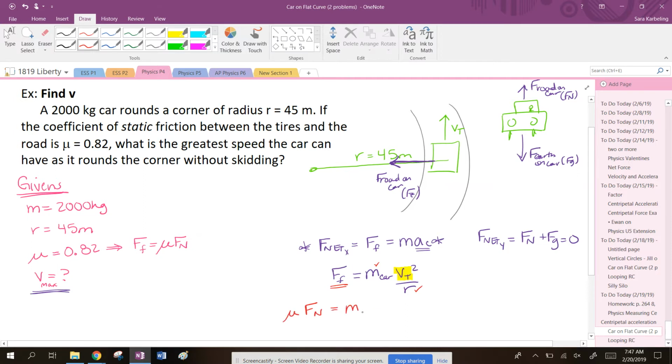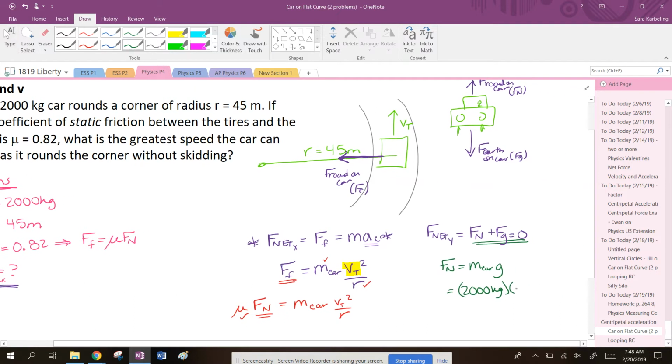So I'm just going to write this back out: mass of the car times Vt squared over R. I know mu. I was given that as 0.82. And I can figure out that normal force. The way that I figure out that normal force is because I know that the force of gravity and the normal force have to be equal in magnitude, opposite in direction. So Fn is going to be the mass of the car times the acceleration due to gravity. So that's going to be that 2,000 kilograms times 9.8 meters per second squared.